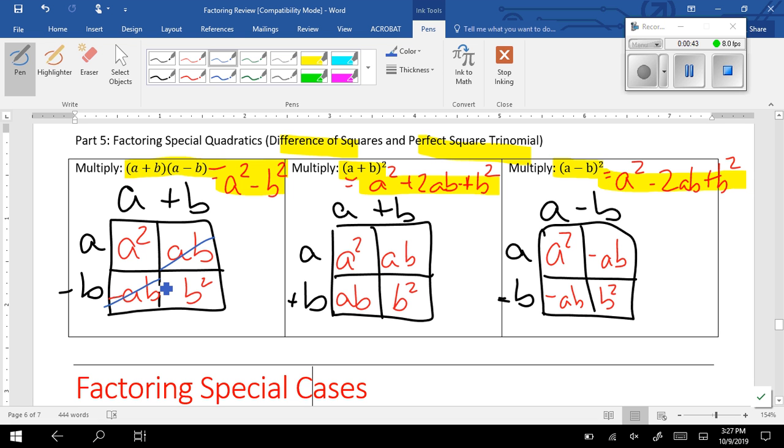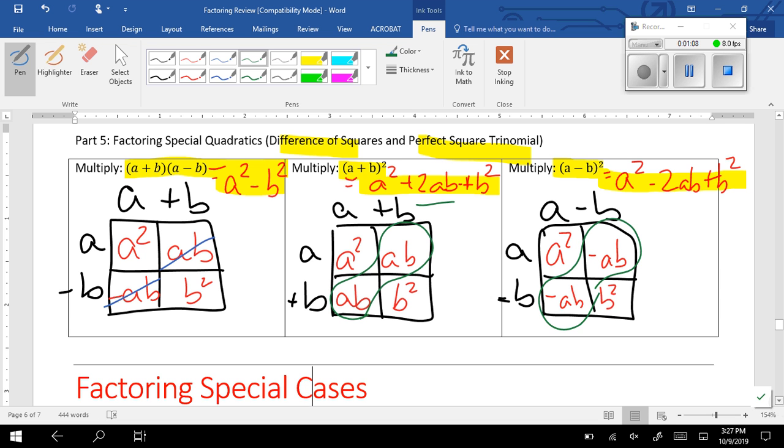Then we have our perfect square trinomial, either a plus b squared or a minus b squared. So for a plus b squared, remember you're going to do a plus b times a plus b. And then what happens here, when I combine like terms, ab plus ab is 2ab. So I get a squared plus 2ab plus b squared. And if it's a minus b squared, when I combine like terms, I get a negative.